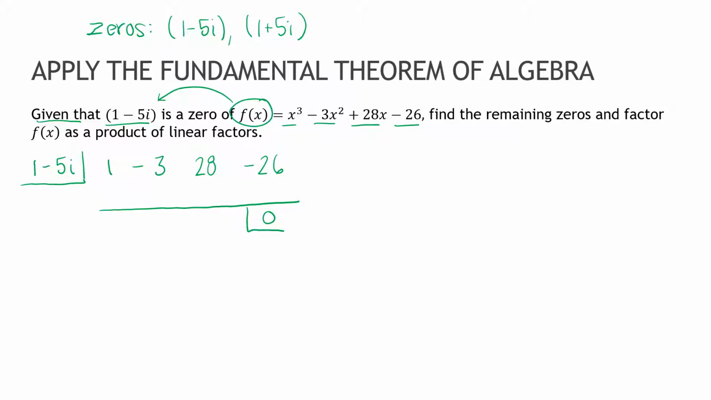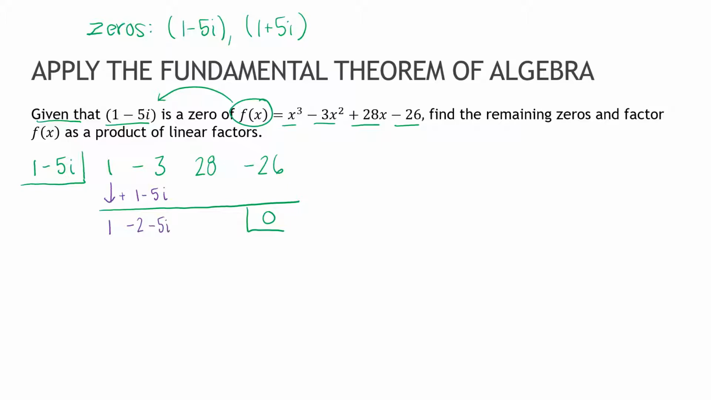I do it just like I normally do, but obviously it's going to be more difficult because I have imaginaries. So I'm going to use a different color here. Let's bring down the 1, as we always do. And here's where it's going to start to get tricky, because now I have to take 1 times 1 minus 5i. Well, that one's not so bad because I get 1 minus 5i. And then I'm going to add 1 minus 5i to negative 3. So negative 3 plus 1 is negative 2. And then I don't have any i to add it to, so it's minus 5i.